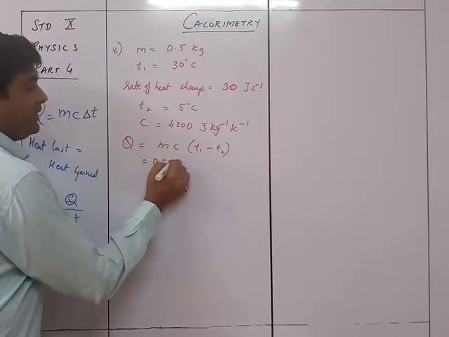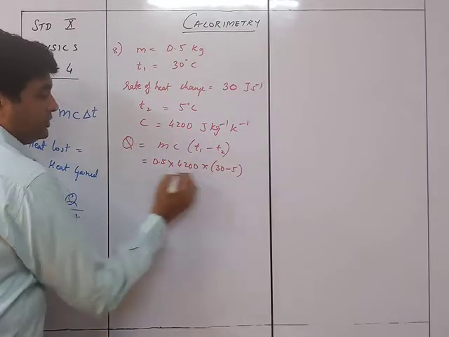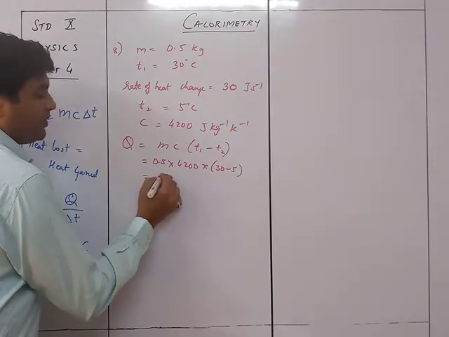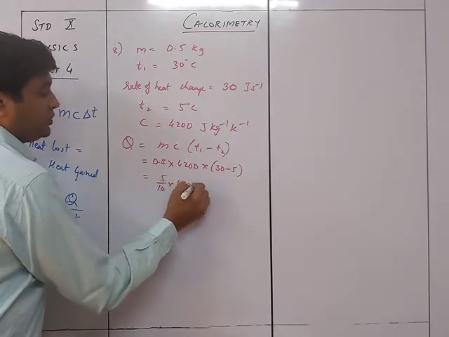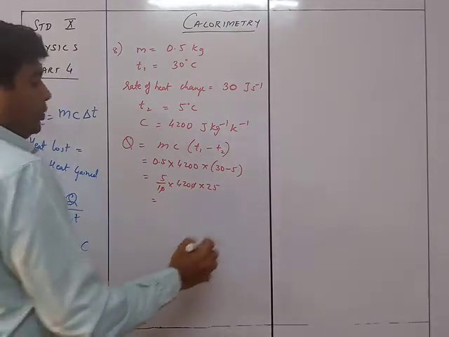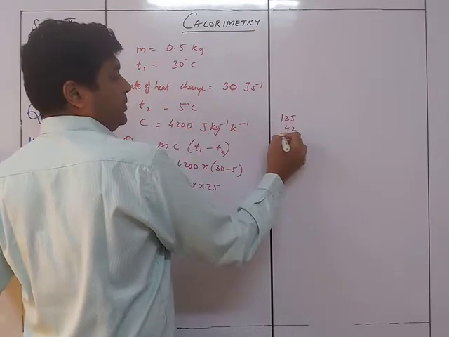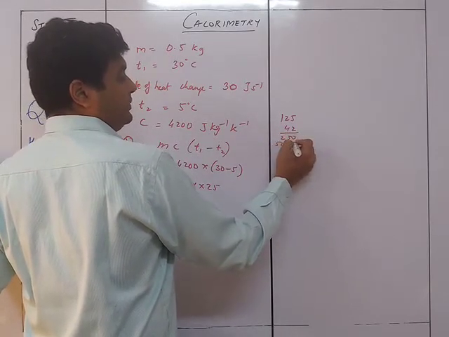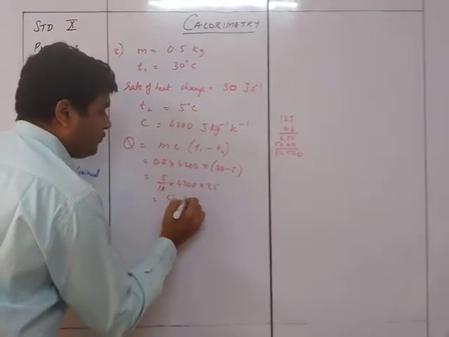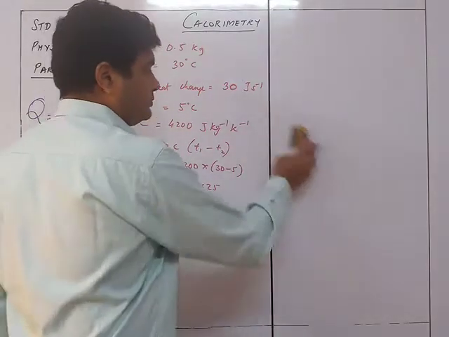So 0.5 into 4200 into 30 minus 5. We'll take 0.5 as 5 upon 10, into 4200 into 25. It cancels, so it will be 125 into 42, so that will be 250 and this will be 500, so 52500. So 52500 joule will be the amount of heat required.